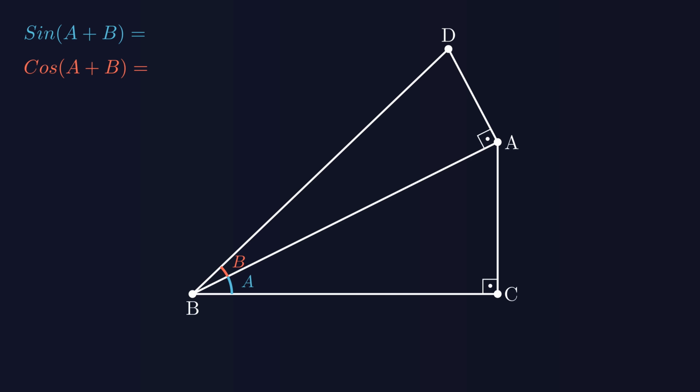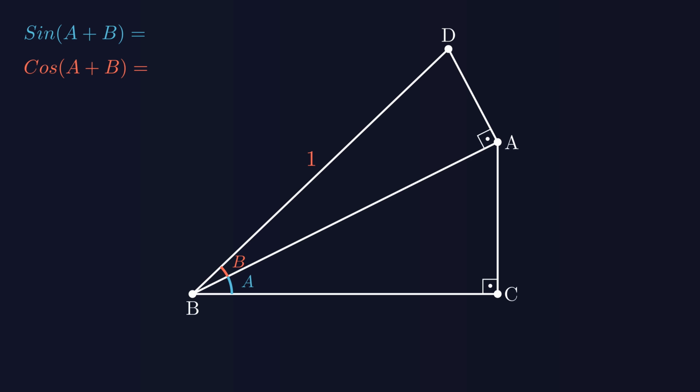Let's get started. As you can see on the screen, we have two right triangles and two angles labeled A and B. Our goal is to find the sine and cosine of the sum of these two angles, expressed in terms of angles A and B. Let's say the length of side BD is 1 unit, just to keep things simple.